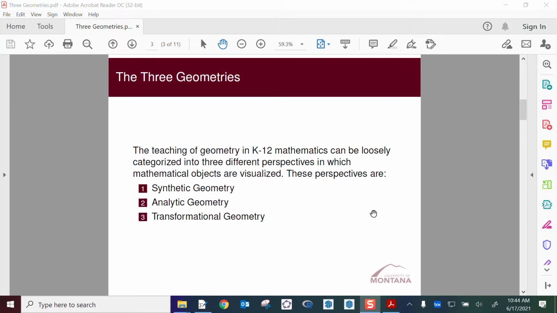So teaching of geometry in K-12 mathematics can be loosely categorized into three different perspectives in which mathematical objects are visualized, and the perspectives are synthetic, analytic, and transformational geometry. So what are these three views?